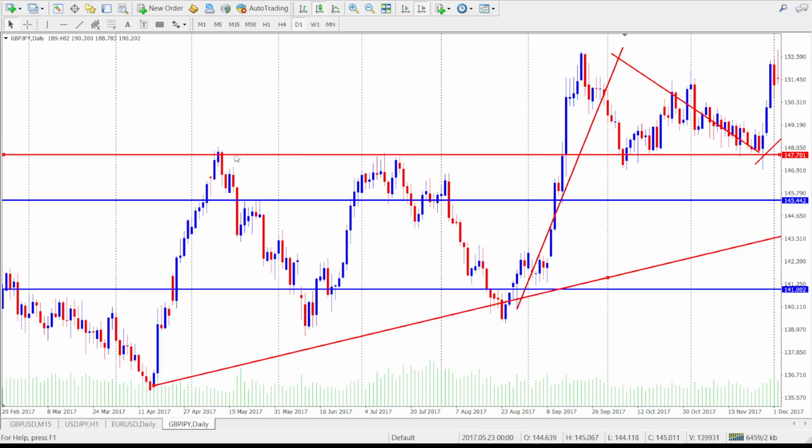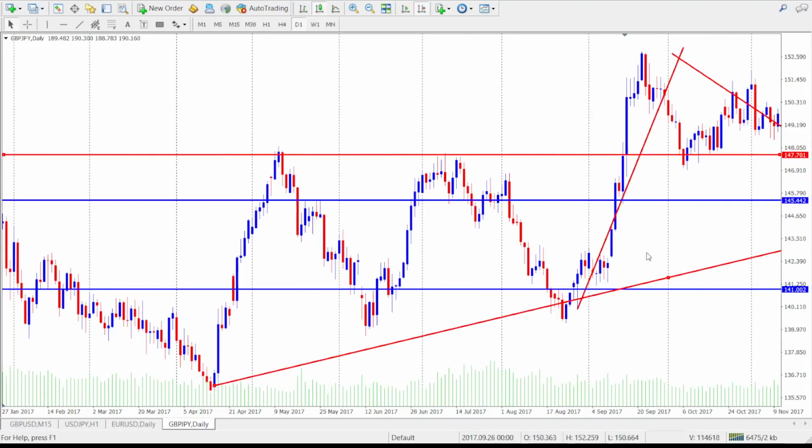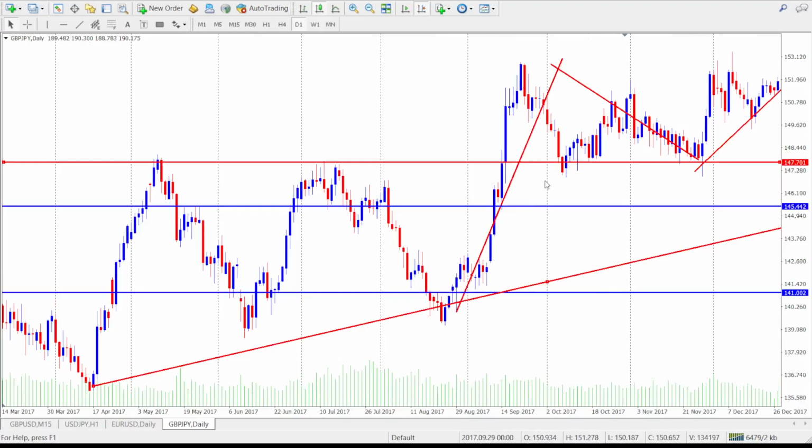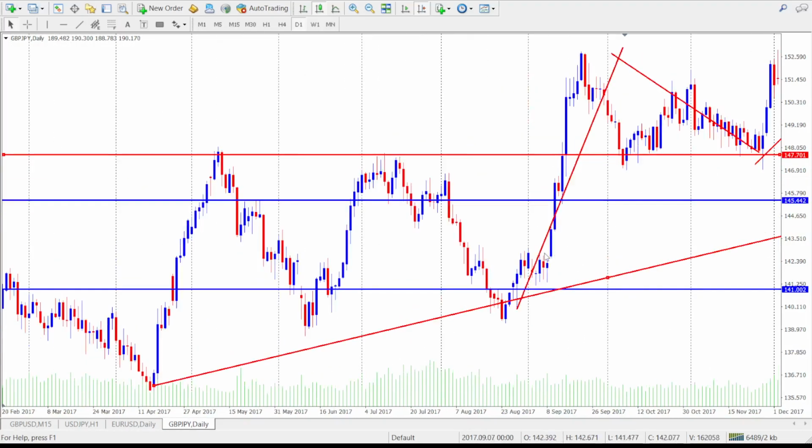The upper section was kind of stable. It's just a horizontal resistance, and then we have higher lows. So that's why it's called an ascending triangle, and then eventually had a breakout to the upside. Okay, then we have a descending triangle.